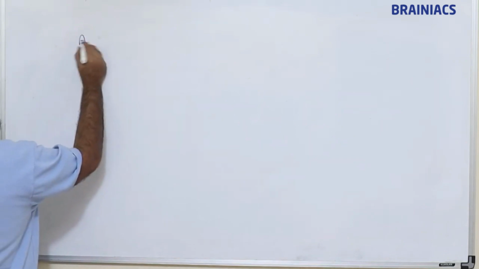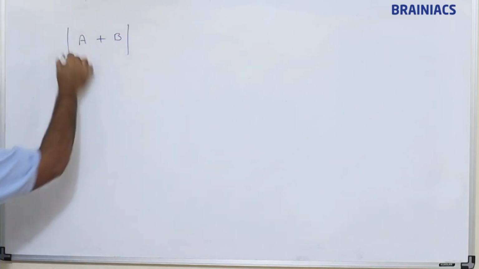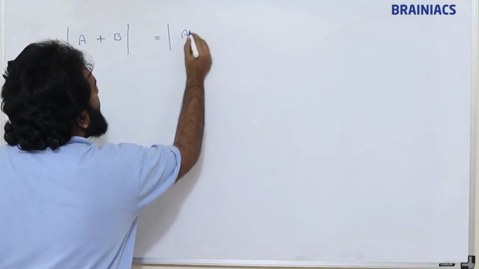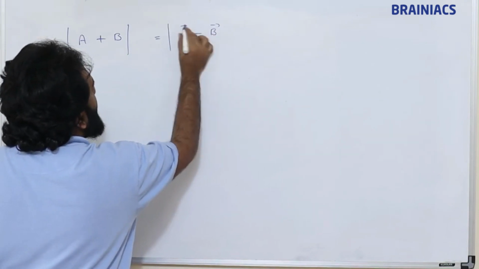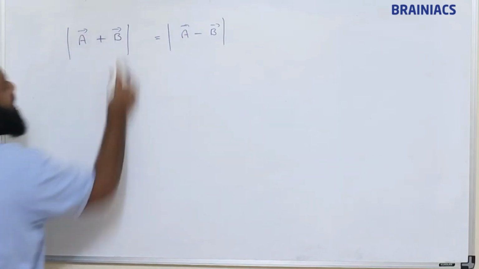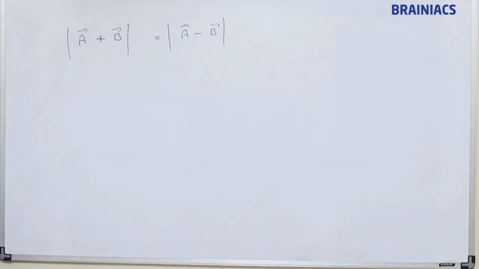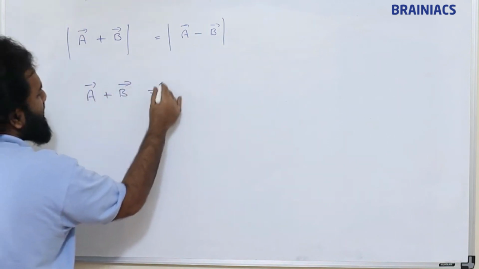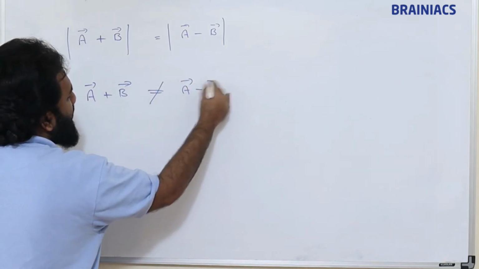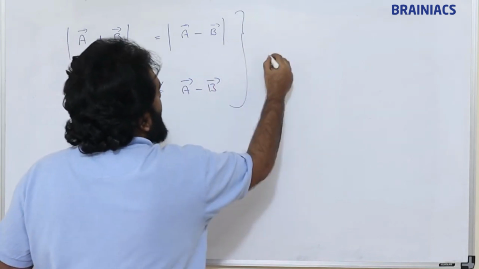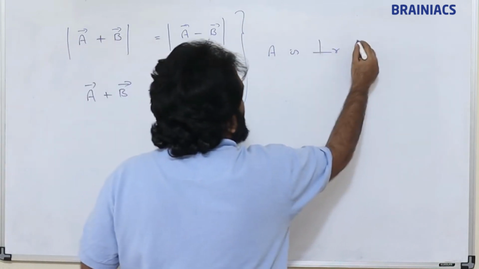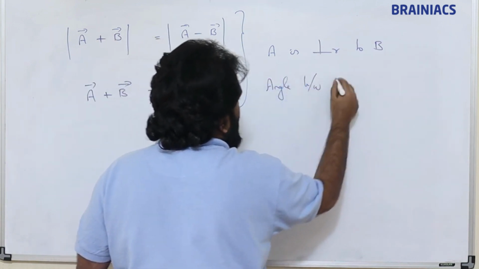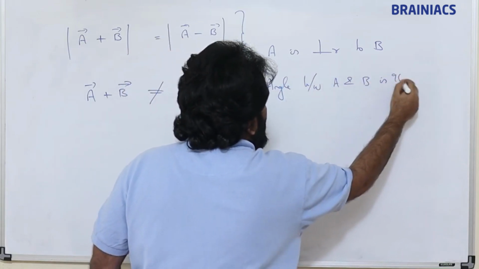So we can write A plus B. The magnitude of A plus B is equal to the magnitude of A minus B. Okay, the magnitude of A plus B is equal to the magnitude of A minus B, but vector A plus vector B is not equal to vector A minus vector B. These both hold when A is perpendicular to B, or the angle between A and B is 90 degrees.